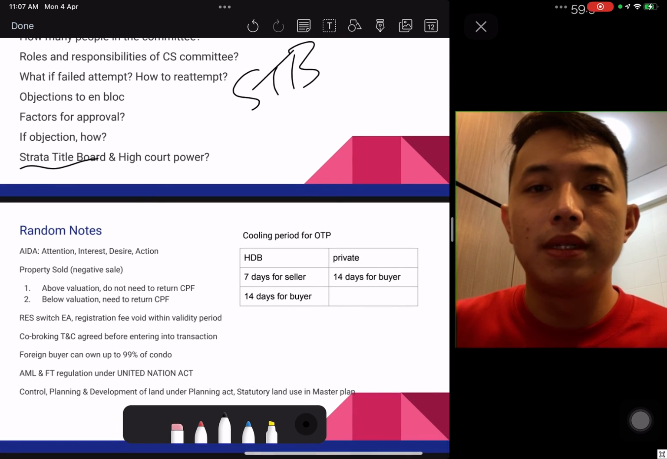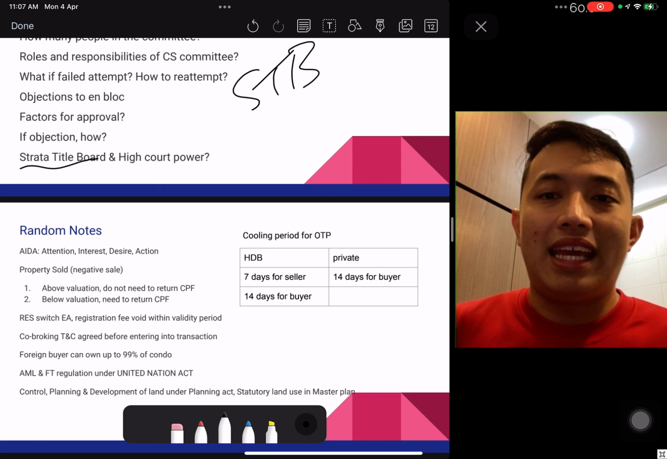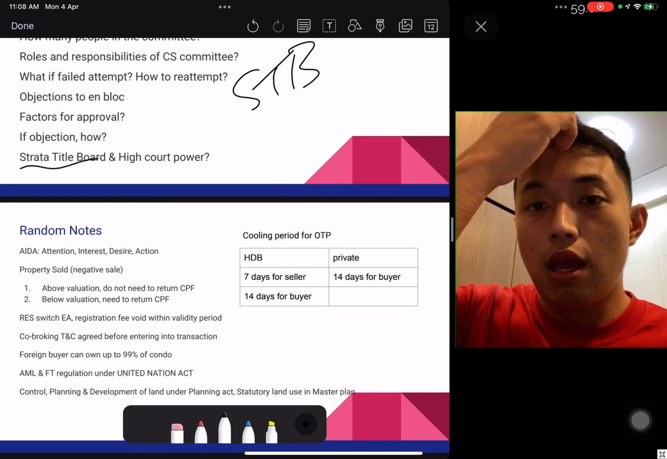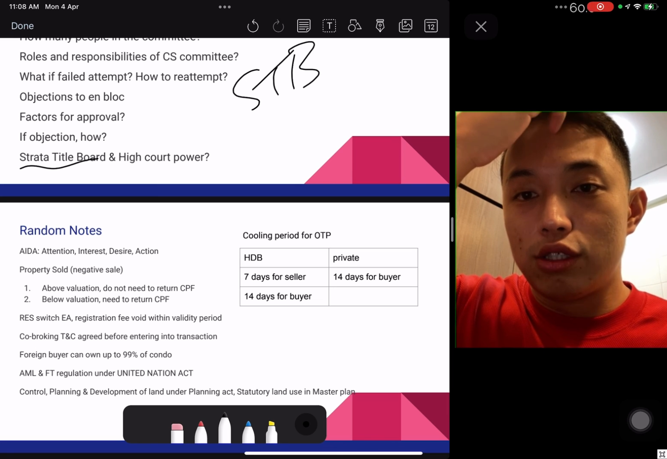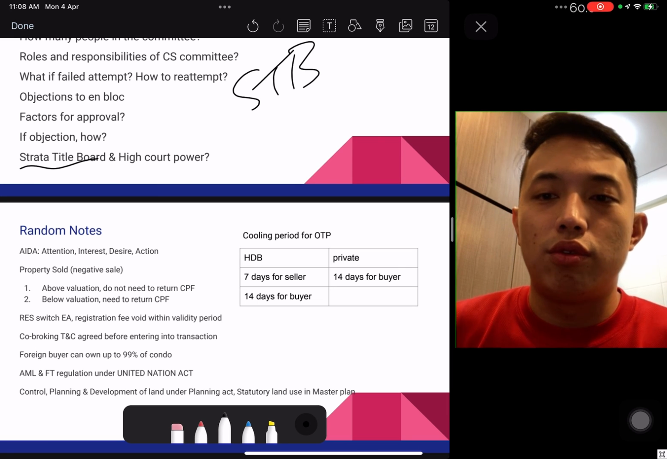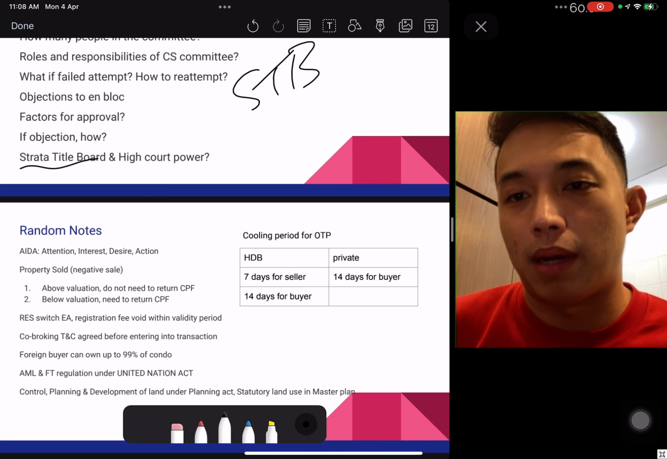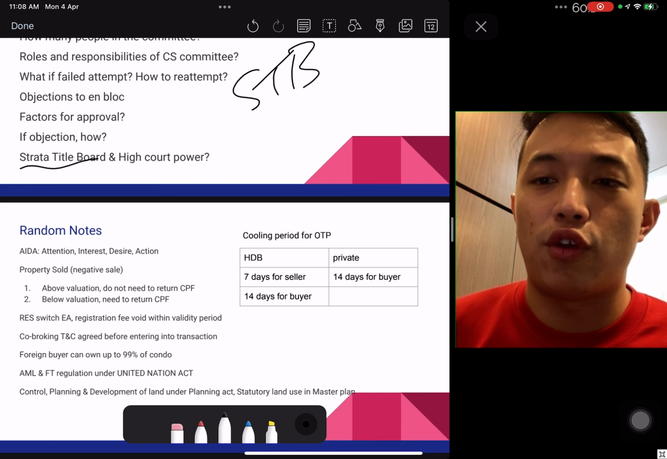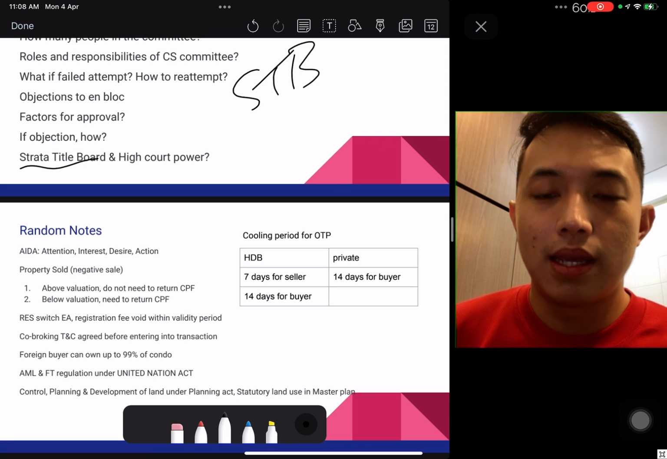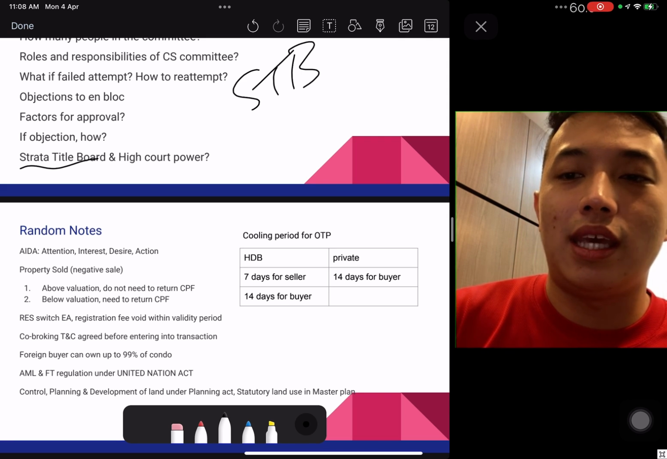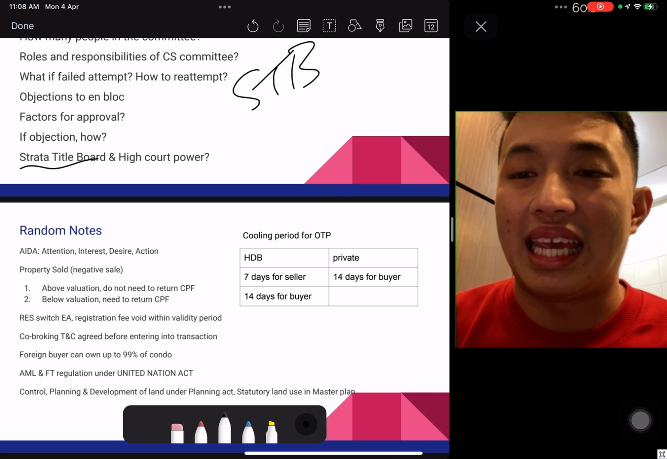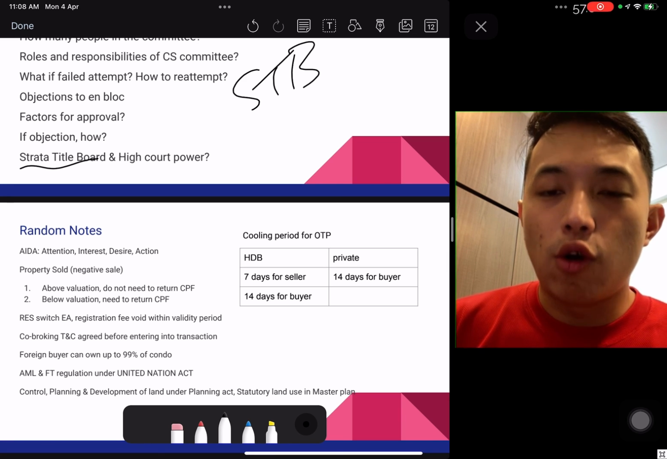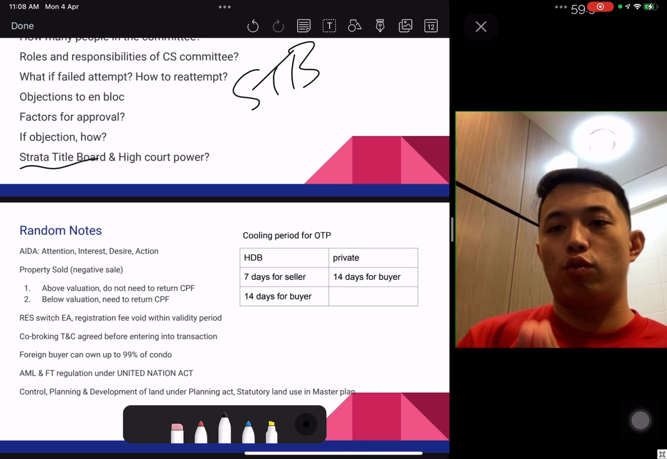Just some random notes. For AIDA, attention, interest, desire, action, this is actually marketing information. For property with negative sales, which means selling below valuation, the sellers have to pay back all the money to CPF. Even if there is a negative sale, however, if selling above valuation, you don't need to pay back CPF. For RES, moving from one EA to another EA, there is no need to pay the registration fee again within the valid period. Co-broke terms and conditions must be agreed before entering into a transaction.